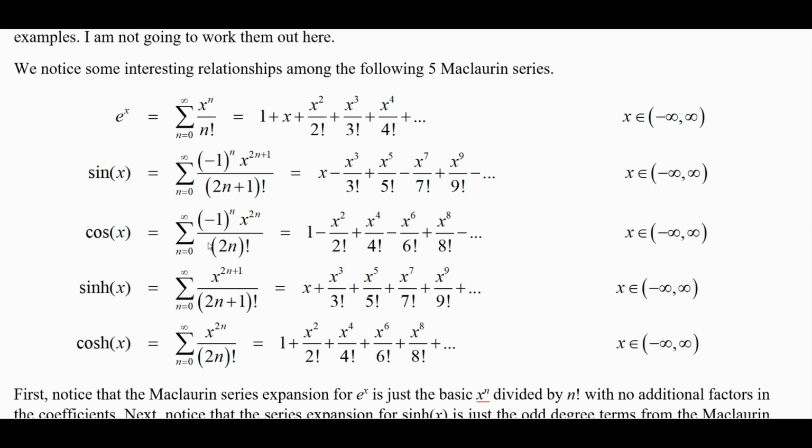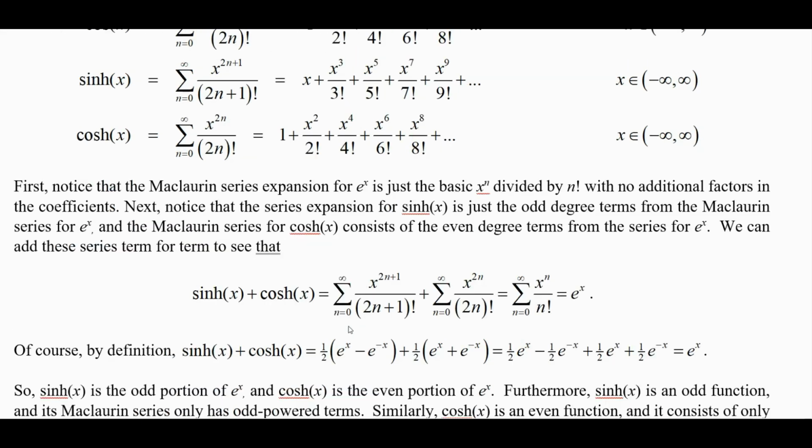Sinh and sine of x are the same thing, except that the sine has alternating signs and the sinh doesn't. And cosh and cosine are the same, except the cosine has alternating signs and the cosh doesn't. So it's kind of an interesting thing here.